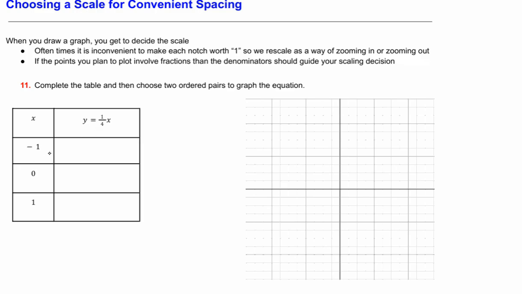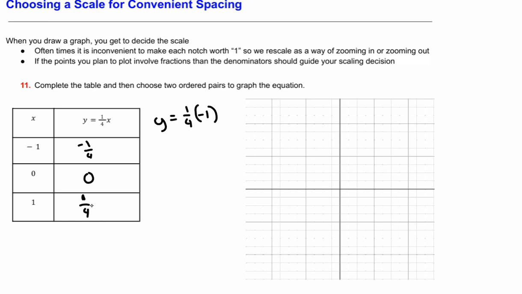So let's work on taking this and plugging this in. So we'll get y equals 1/4, and I'll substitute a -1 in. That makes this real easy. That's just -1/4. And when I put a 0 in for x, I'm going to get 0 back out. And if I put a 1 in for x, I should get 1/4 back out.